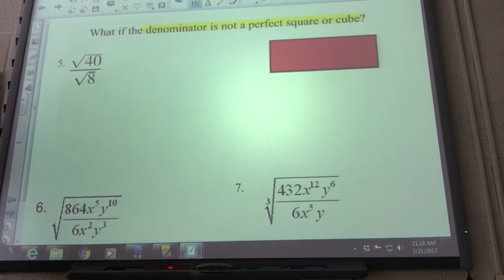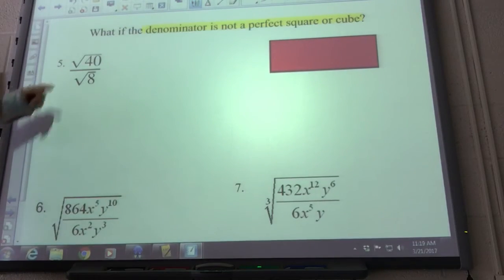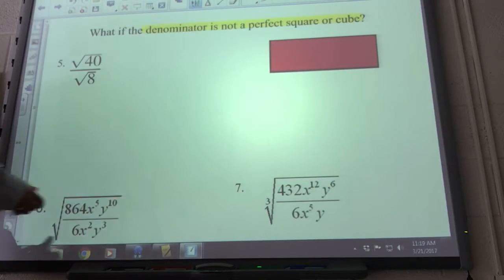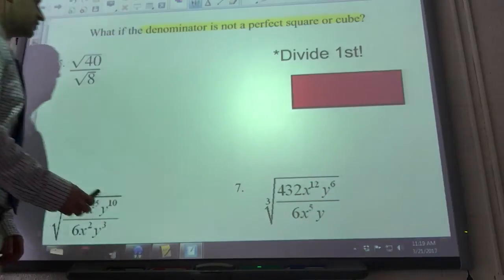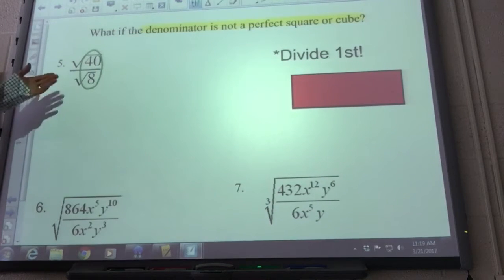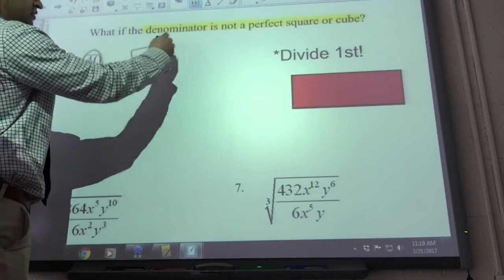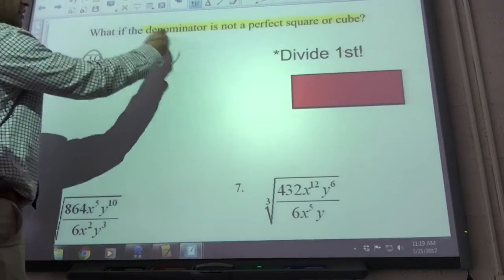Sometimes the denominator is not going to be a perfect square or cube, such as in our example here, number 5. The strategy you'd want to do for a non-perfect square or cube is to divide first. As you can see, we have 40 and 8. 8 goes into 40 5 times, so you just make that a radical 5. And there's nowhere else to go from here.